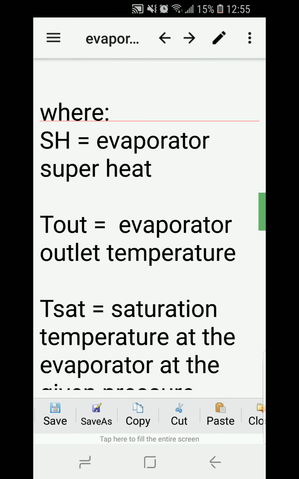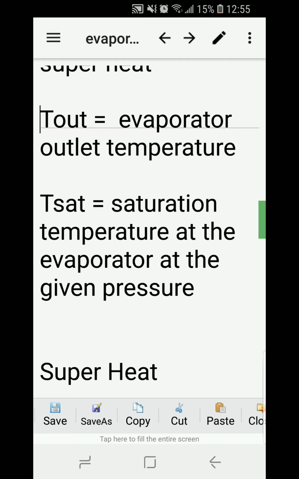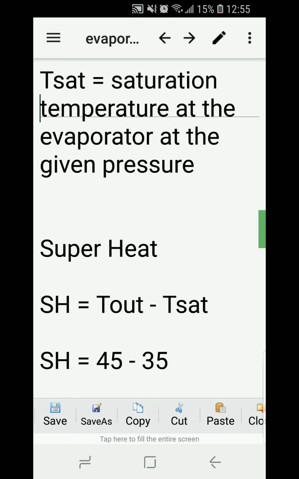So that's the definition. SH is the evaporator superheat, T out is the evaporator outlet temperature, and Tsat is the saturation temperature at the evaporator at the given pressure, which is the suction pressure or low side pressure.